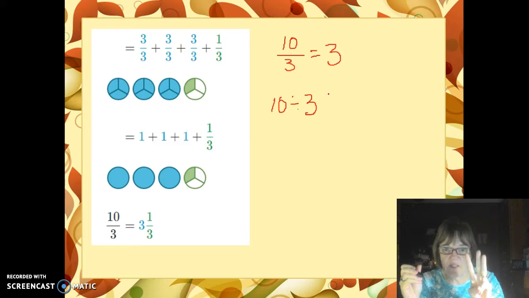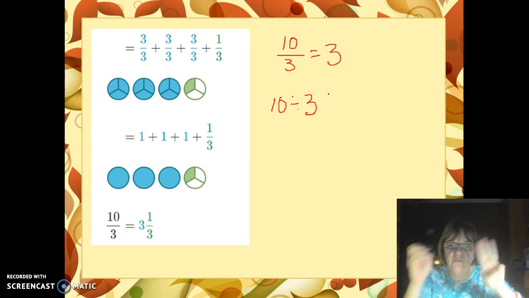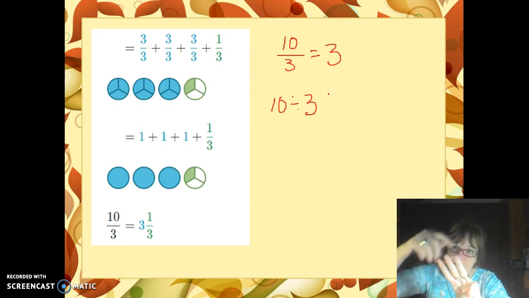So if you do this on your calculator, 10 divided by 3, you're going to get 3 point blah, blah, blah. Ignore the blah, blah. Just take that number in front of the decimal point. That's if you use a calculator. If you use your fingers like I just did, there they are.